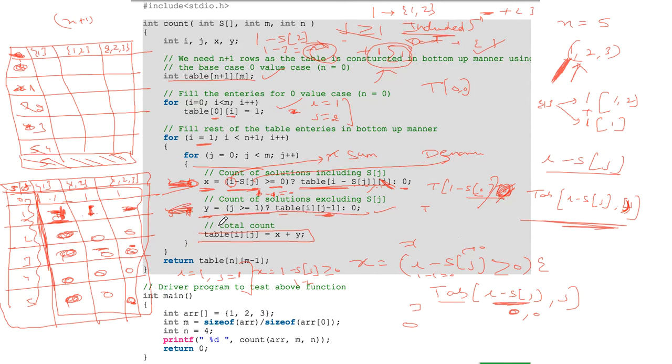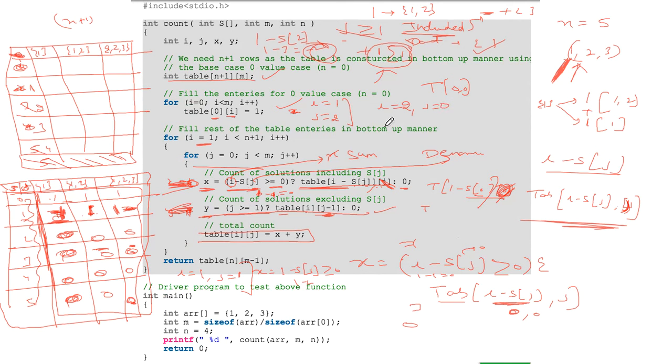Now let's say y. Y will be what? J is what? 2. It is greater than or equal to 1. Yes, it is. It will be the previous entry, which is 1. So here it will come to be 1. Let's populate this entry now. I here is what? Quickly. I will be 2, sir. Equal 2. Thank God. So J will be 0.